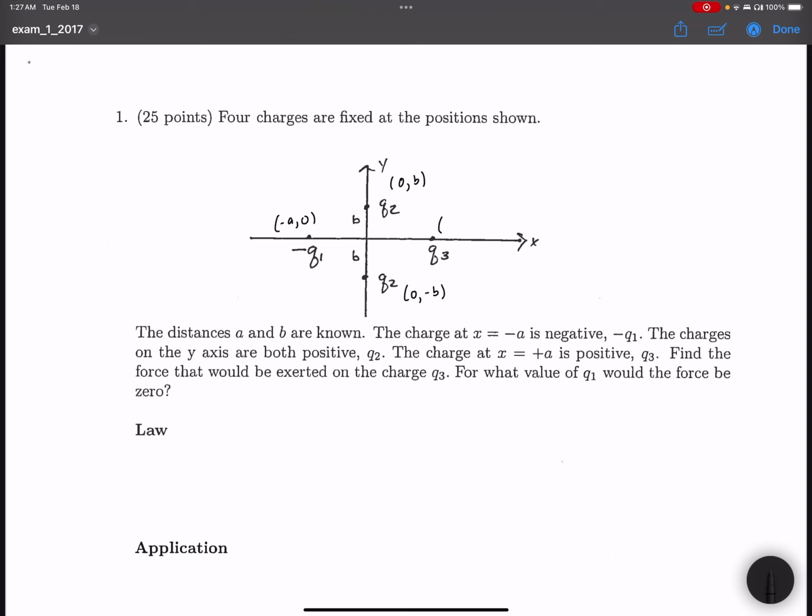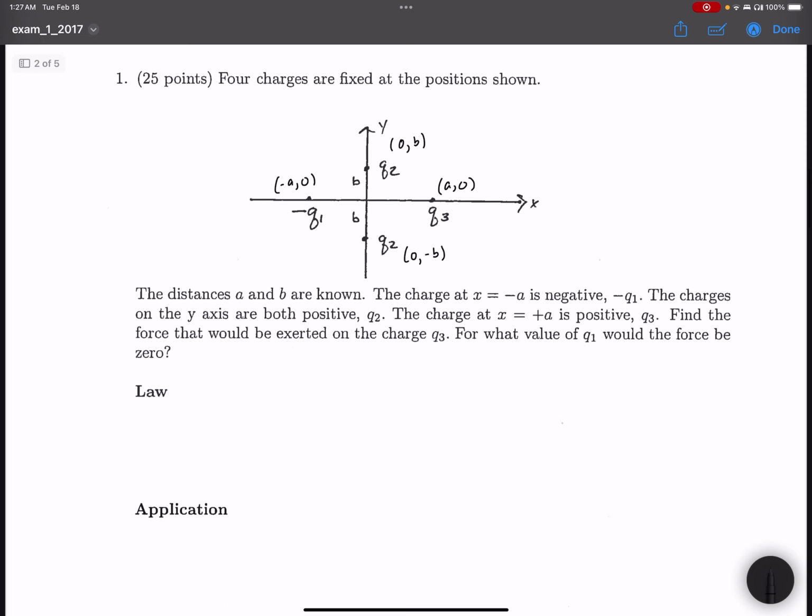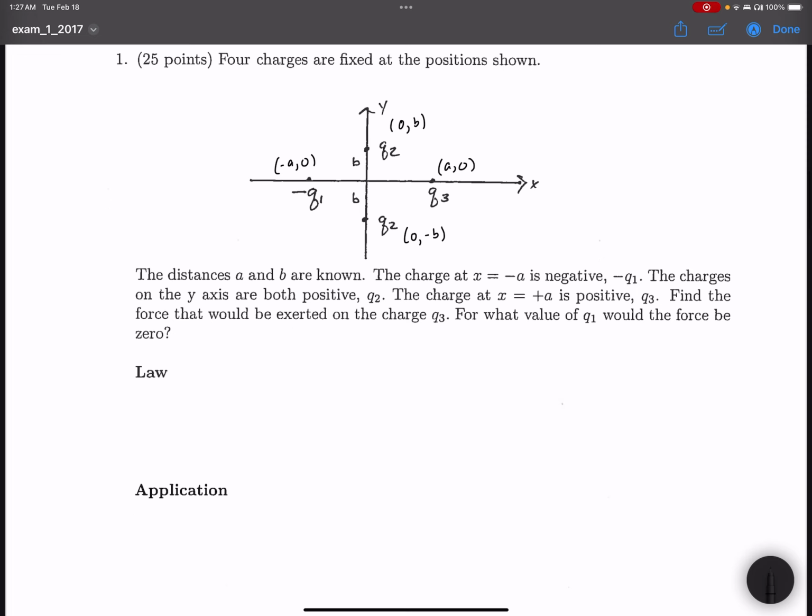And then the charge Q3 is positive, so this is (A, 0). Find the force that would be exerted on the charge Q3. We'll be using Coulomb's law for this question, as you know. This is on the formula sheet. So the first thing I would do with this question is draw vectors.